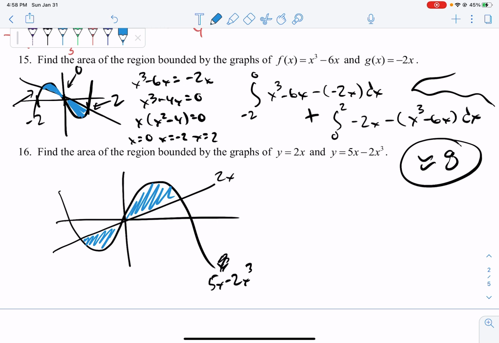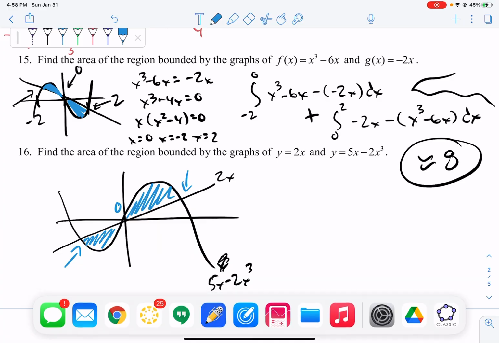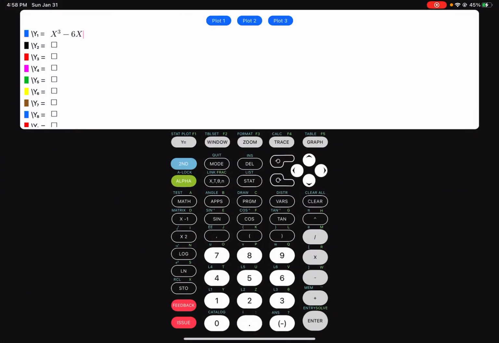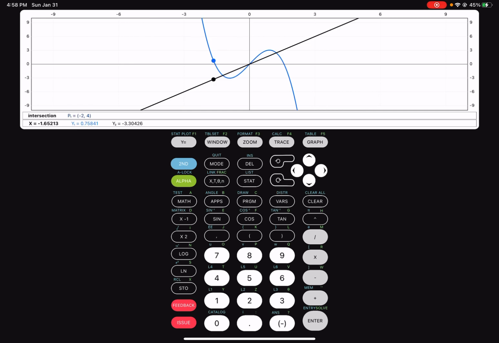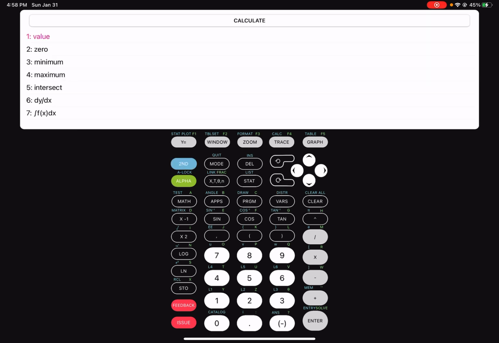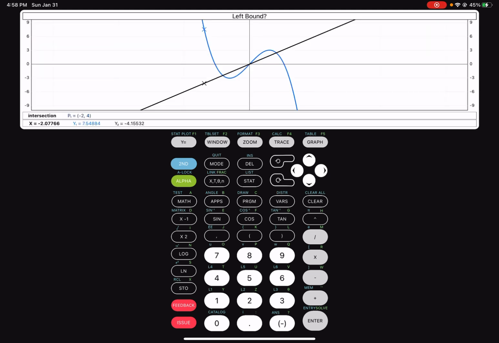So going with what we know, we don't know our endpoints. Those are going to be completely different. We know the middle one's 0. So to find my endpoints, I'm going to have to graph these. I'm going to put 5x minus 2x cubed, and then we also just have 2x. So when I graph those, I'm looking for my intersection. So if I go second, calculate intersection, we're going to go left bound, right bound.